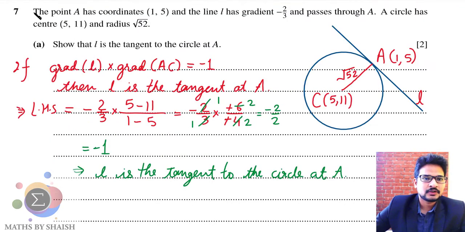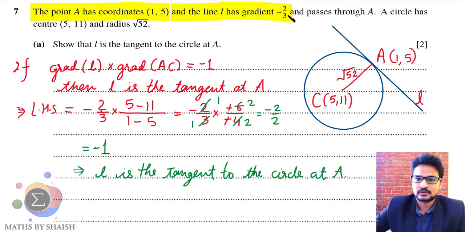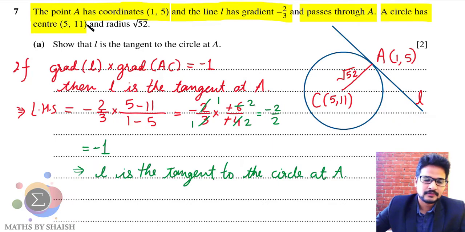Here's the seventh question. The point A has coordinates (1, 5) and the line L has gradient minus 2/3 and passes through A. A circle has center (5, 11) and radius √52. Show that L is the tangent to the circle.